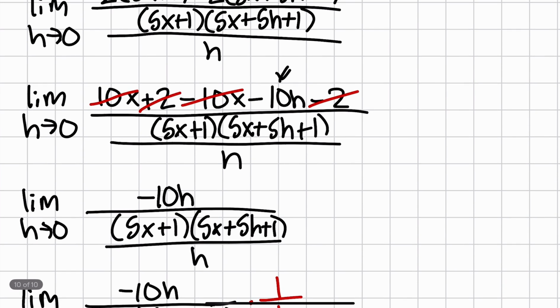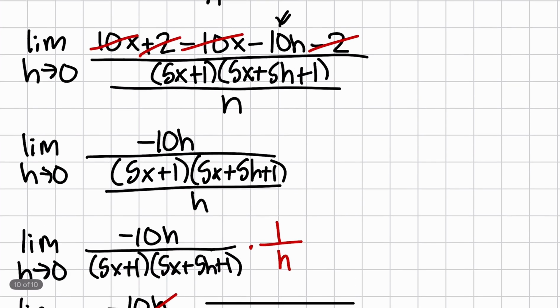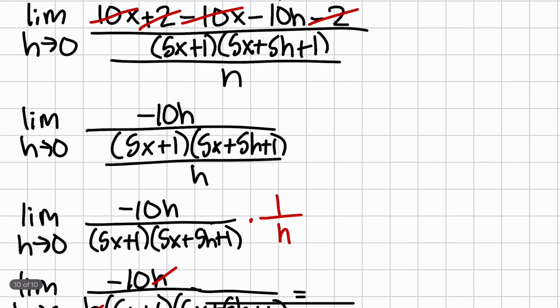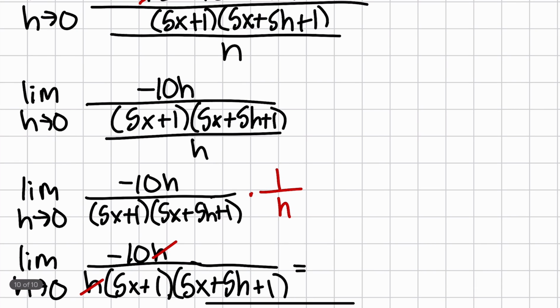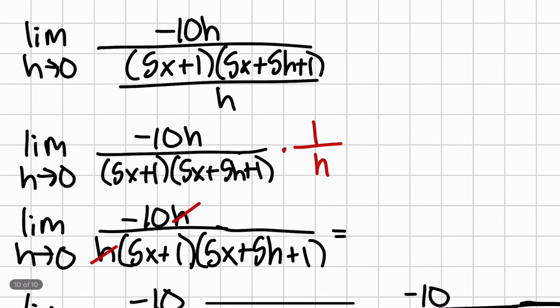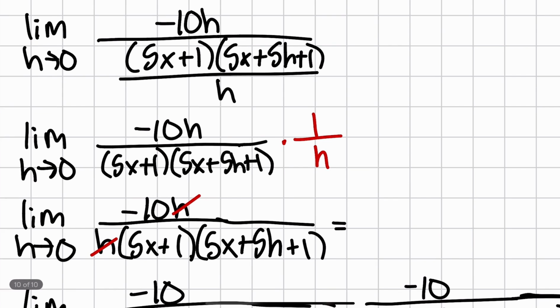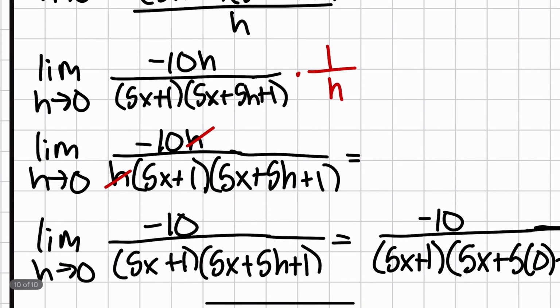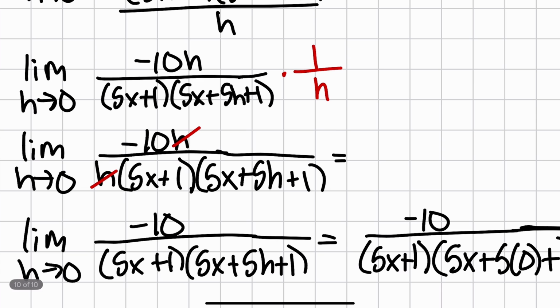What that left us in the numerator was negative 10h, and then over that common denominator, which was 5x plus 1 times 5x plus 5h plus 1, all over h. In this next step, I decided to multiply that numerator that's above the h by 1 over h, so that we can put h into the denominator, so that we can factor it out and basically just cancel it out from the numerator and the denominator.